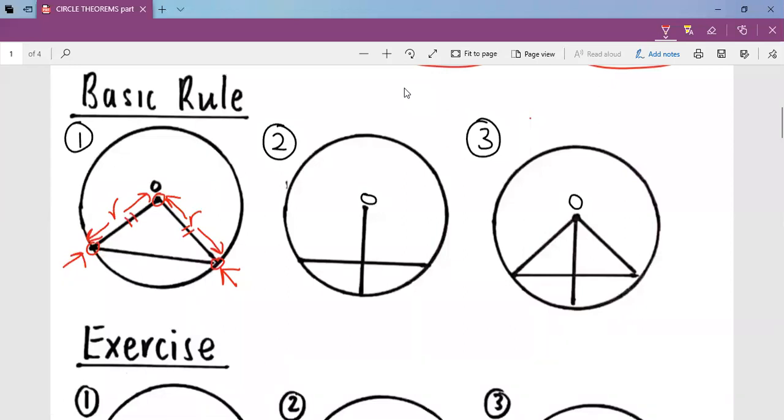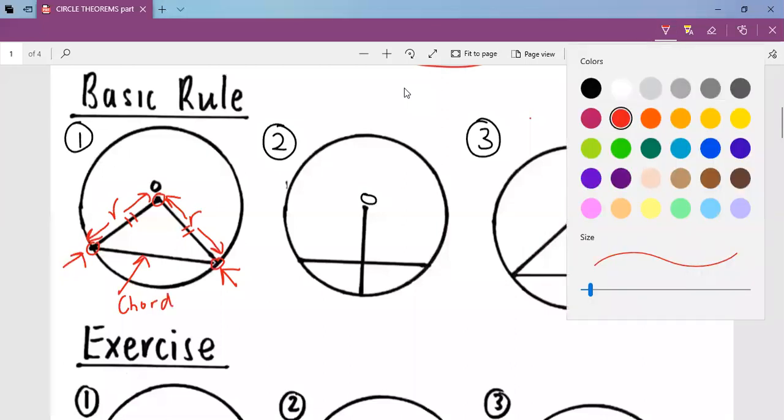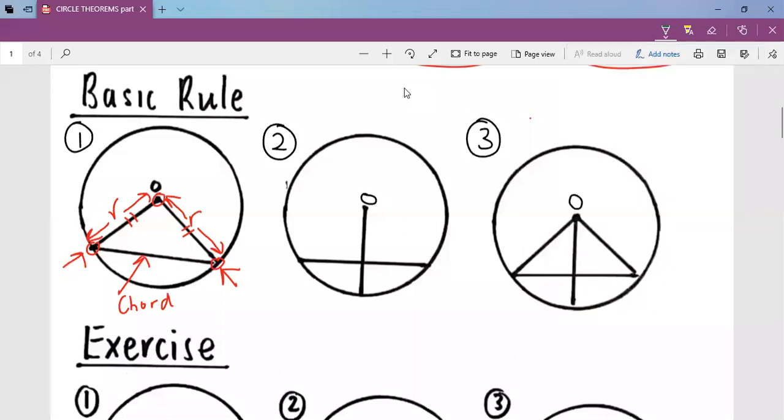But remember, these two equal lines are forming a triangle with this chord. So this triangle will always have these two corners equal. This corner and this corner will always be equal. So the law tells us that whenever we have such a triangle, this corner there and this corner here will always be equal. Let's go to number 2.